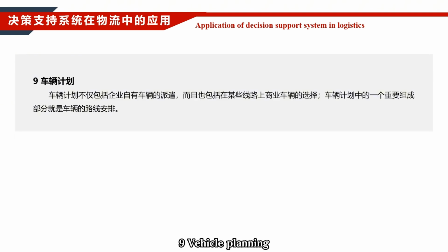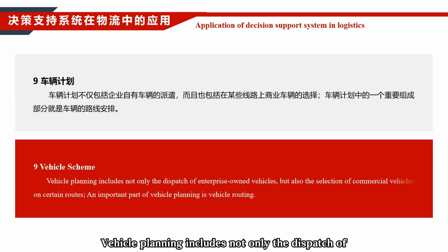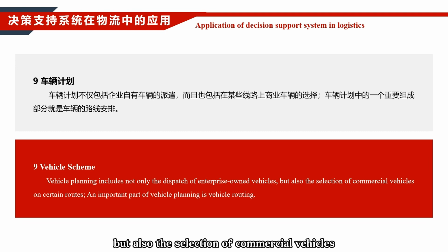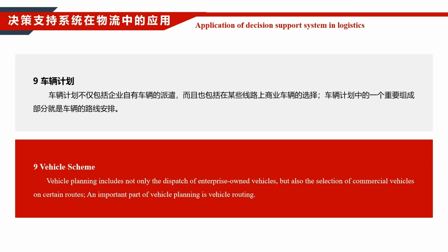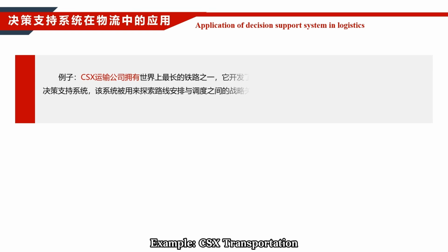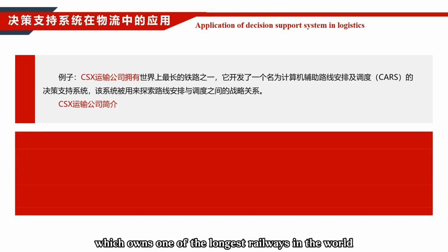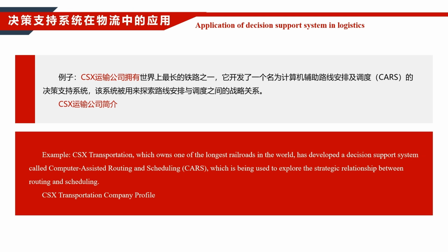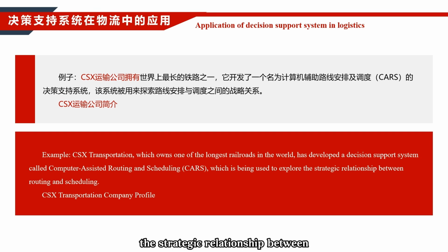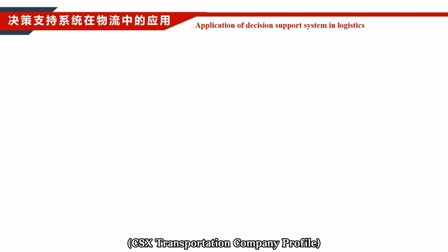9. Vehicle planning. Vehicle planning includes not only the dispatch of enterprise-owned vehicles, but also the selection of commercial vehicles on certain routes. An important part of vehicle planning is vehicle routing. Example: CSX Transportation, which owns one of the longest railways in the world, developed a decision support system called computer-assisted routing and scheduling cars, which is used to explore the strategic relationship between routing and scheduling. CSX Transportation Company Profile.